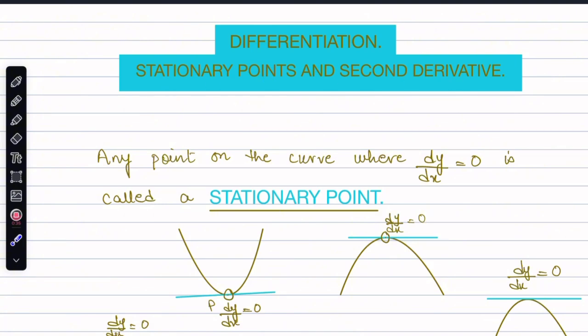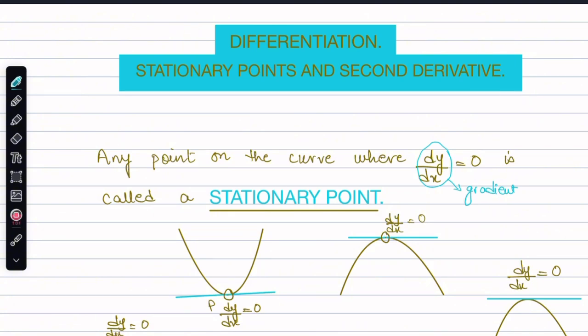Stationary points. Any point on the curve where our dy by dx, meaning the gradient value, we know that this dy by dx actually means it's the gradient value here. So when this dy by dx or the gradient equals 0, then this point is called a stationary point.